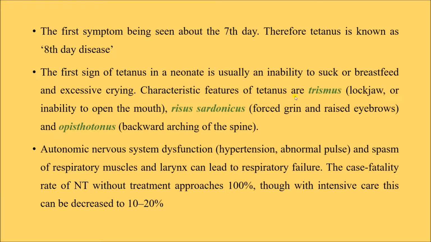Characteristic features of neonatal tetanus are trismus, that is lockjaw or inability to open the mouth; risus sardonicus, which is basically a facial grin; raised eyebrows; and opisthotonus position, that is backward arching of the spine. There can be autonomic nervous system dysfunction like hypertension and abnormal pulses, and spasm of respiratory muscles and larynx can lead to respiratory failure. The case fatality rate of neonatal tetanus without treatment approaches 100%, though with intensive care this can be reduced to 10 to 20%.